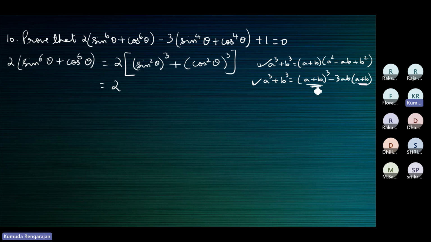What is a plus b? Sine square theta plus cos square theta. So sine square theta plus cos square theta is 1. So this one will help you better.